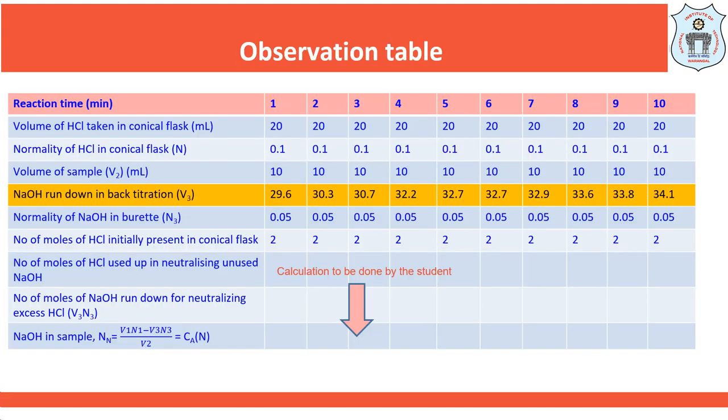The values for practicing the calculations, please plot the graph, write your results and inference, and submit your file to us.